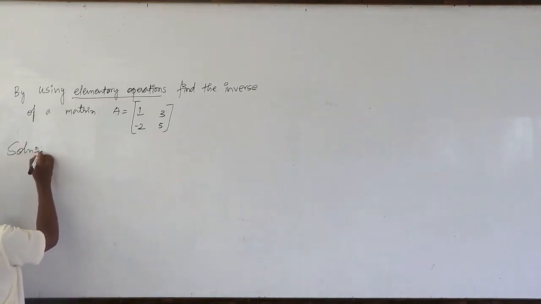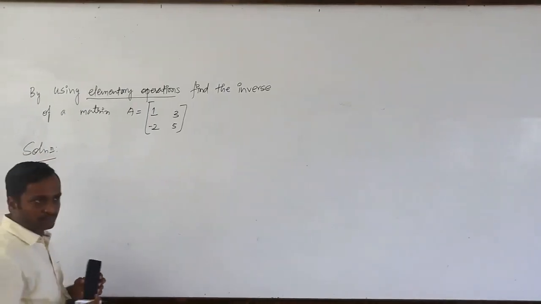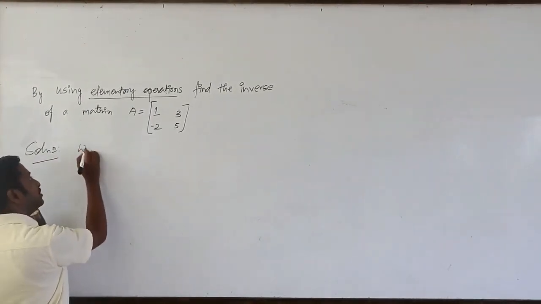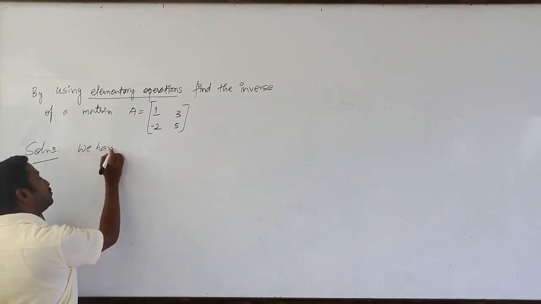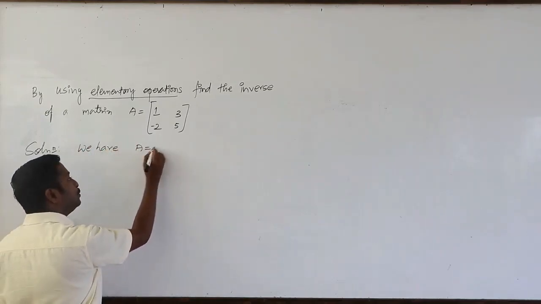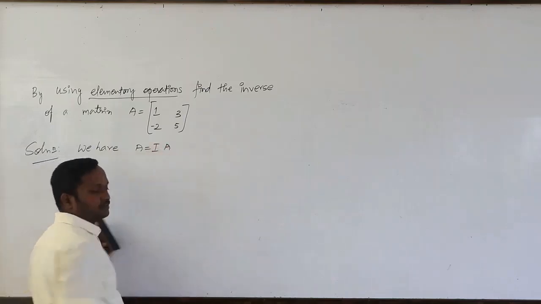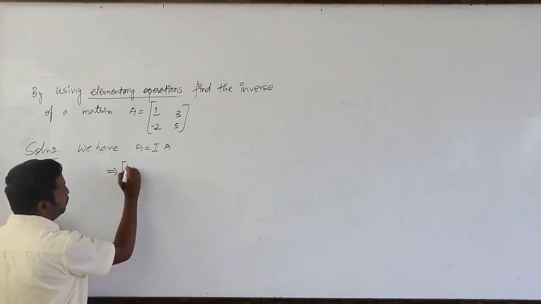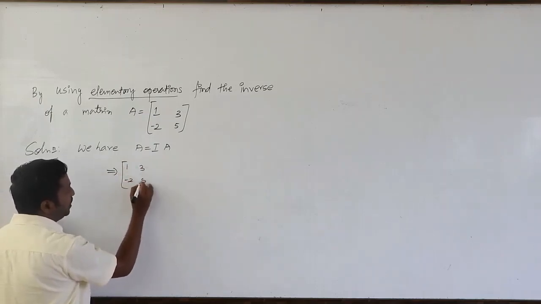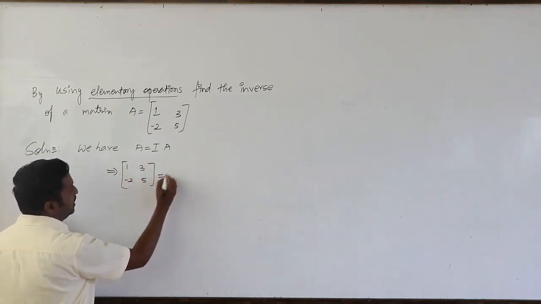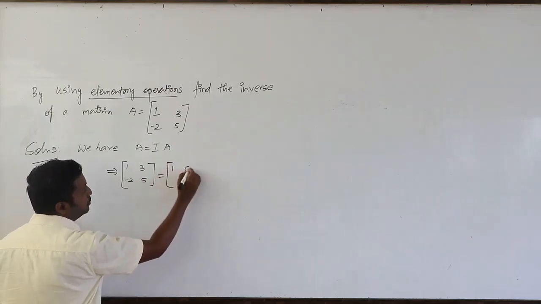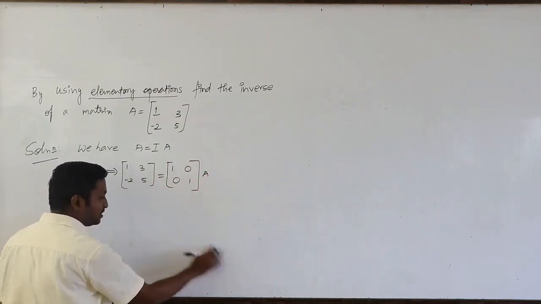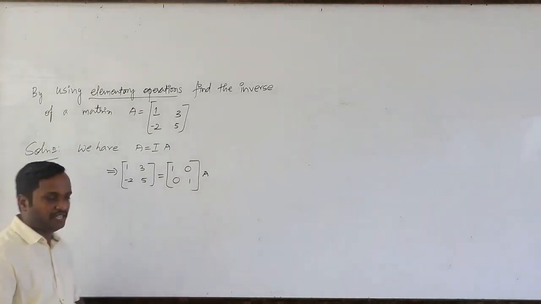Same thing we have to do. What is the first step? What do I have to write? A is equal to I into A. First, you write the A matrix: 1, 3, minus 2, 5. This is identity, keep as it is: 1, 0, 0, 1. I said till the last step you have to write this too.